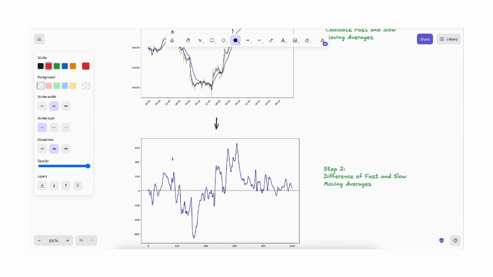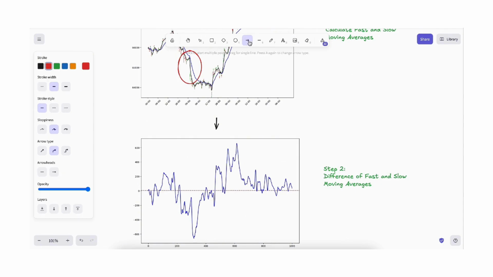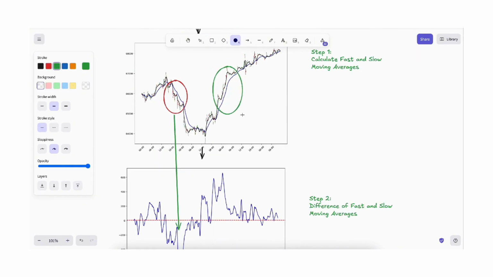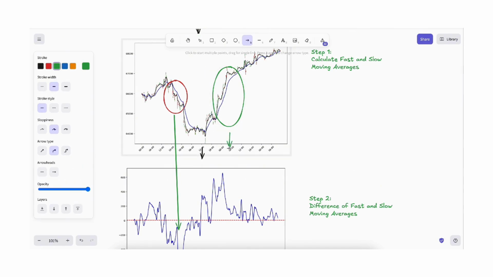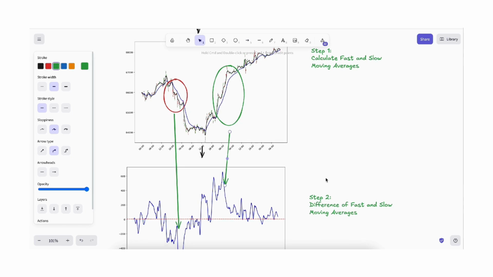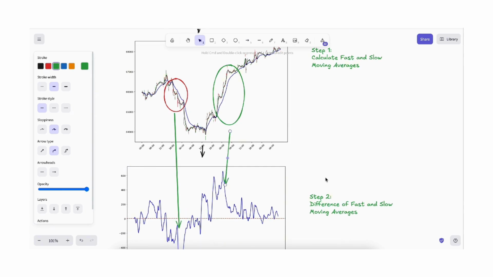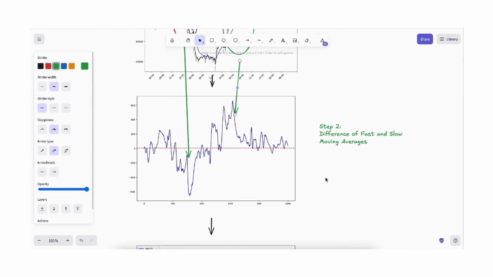So now we jump to our second step, where we look at the difference of the fast and the slow moving averages. Clearly, this is an area of downturn, and correspondingly, we can see that the fast and the slow moving average difference is negative. Now, this is an area of the uptrend, and if we look at the difference of the fast and the slow moving average here, those numbers are positive. So that's intuitive here. In our step 2, we have calculated the difference of the fast and the slow moving averages, and we intuitively understand where it's positive and where it's negative. It's negative where the price action is bearish, it's positive where the price action is bullish.